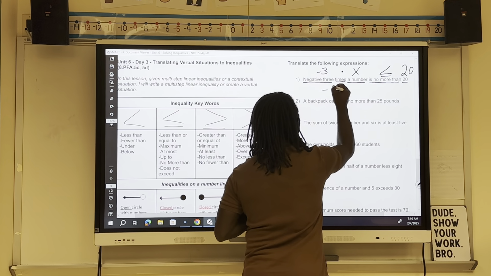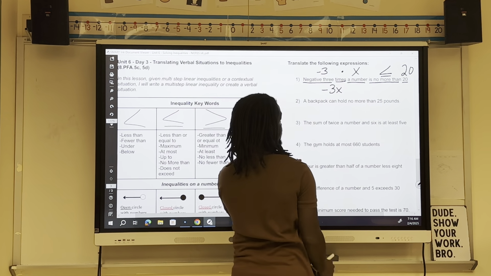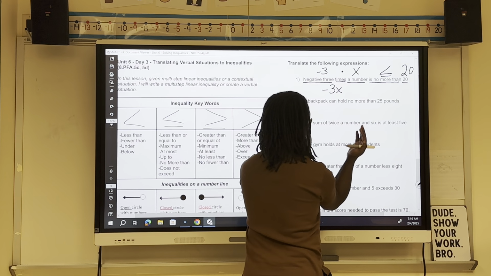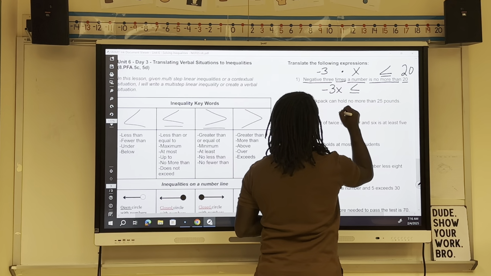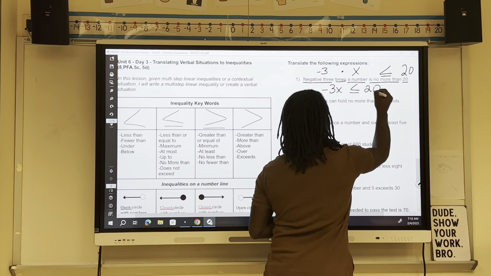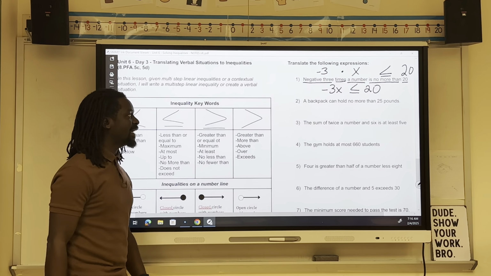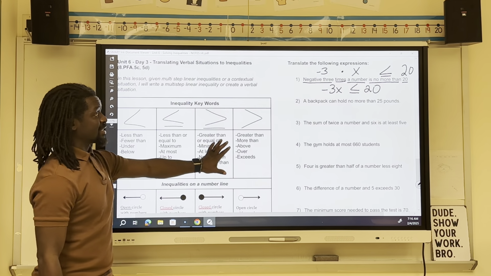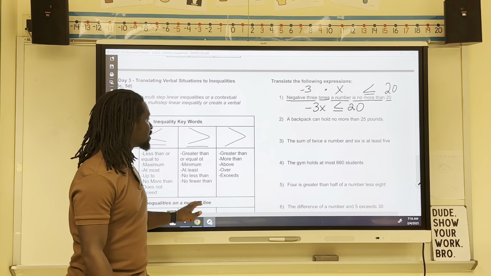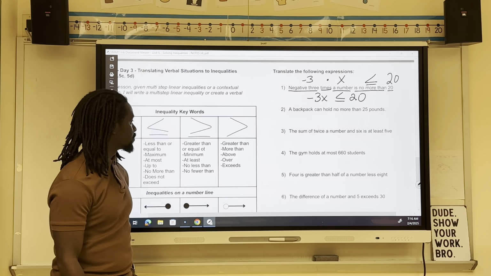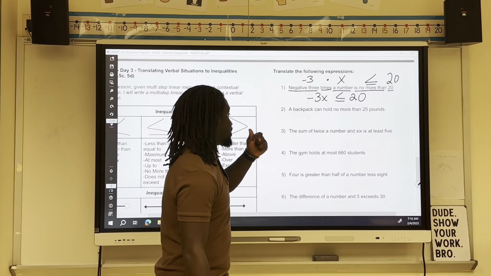So we got -3x, okay, because we're multiplying that. We just put them together, right? Is no more than, it's less than or equal to 20. All right, and there you have it. And so in this case, all I'm doing is I'm just translating them. I'm actually not even having to solve them today. Okay. Let's look at the next one.